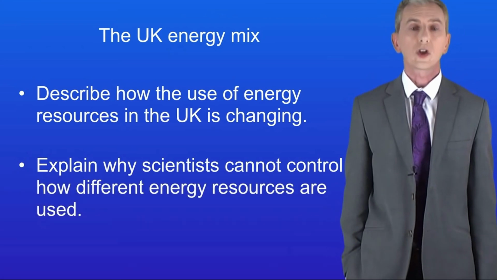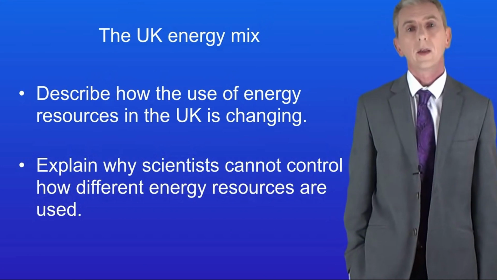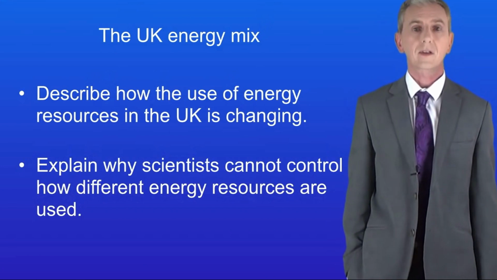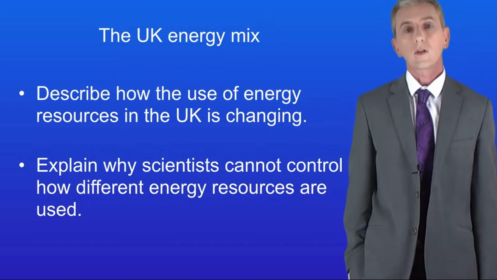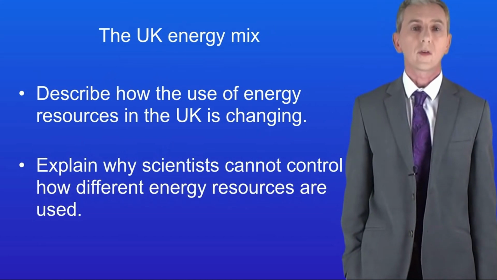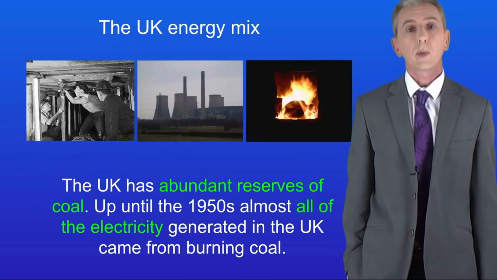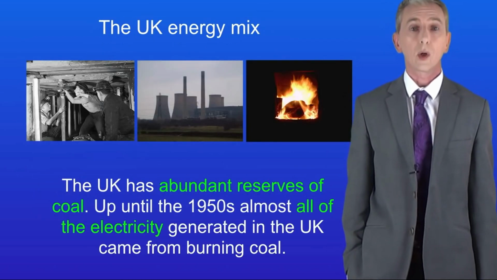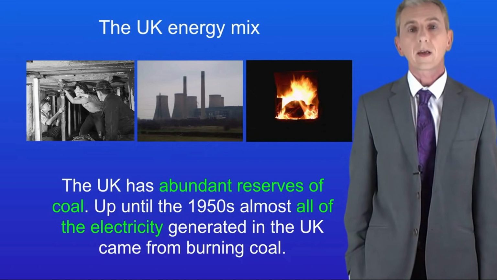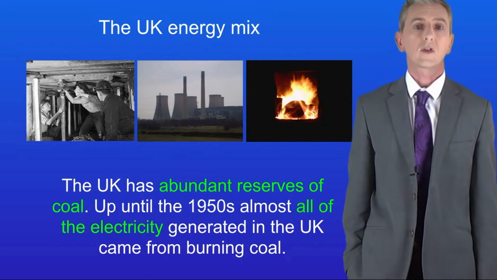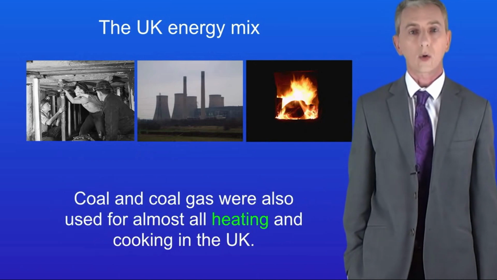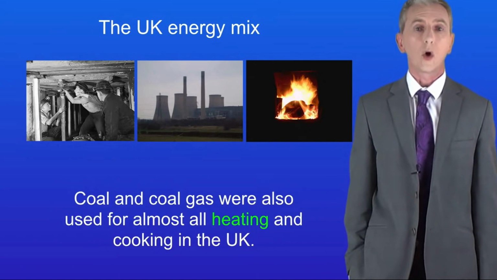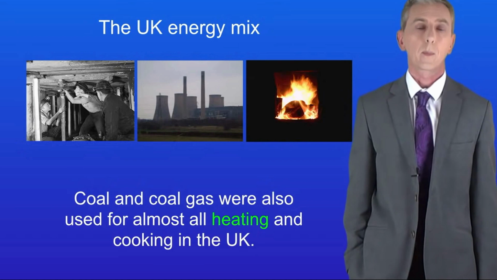At the end of this video, you should be able to describe how the use of energy resources in the UK is changing. You should then be able to explain why scientists cannot control how different energy resources are used. So in this video, we're looking at energy resources in the UK. Now the first key point is that the UK has got abundant reserves of coal. Up until the 1950s, almost all of the electricity generated in the UK came from burning coal. Coal and coal gas were also used for almost all the heating and cooking in the UK.